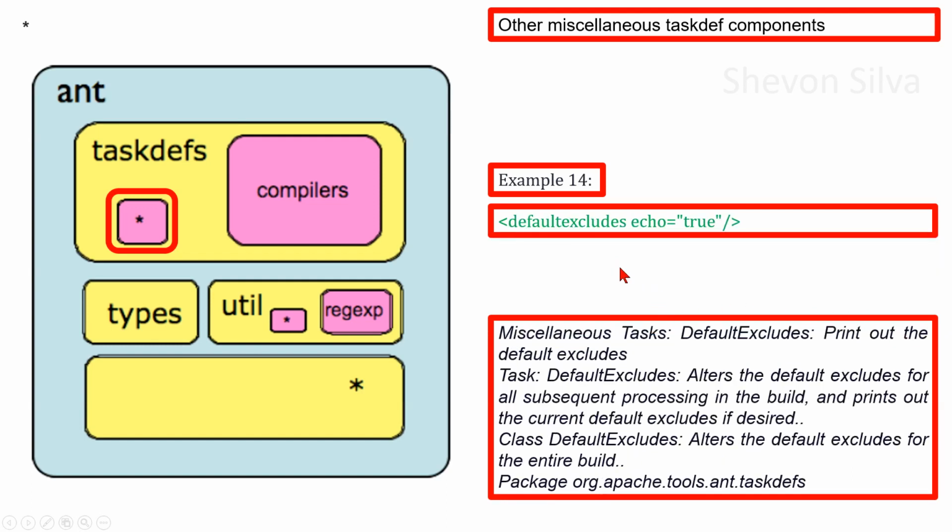Now we are considering default excludes in miscellaneous tasks. Here, print out the default excludes. The task defaultexcludes alters the default excludes for all subsequent processing in the build and prints out the current default excludes if desired. With regard to API, class DefaultExcludes alters the default excludes for the entire build. This is in the package org.apache.tools.ant.taskdefs.